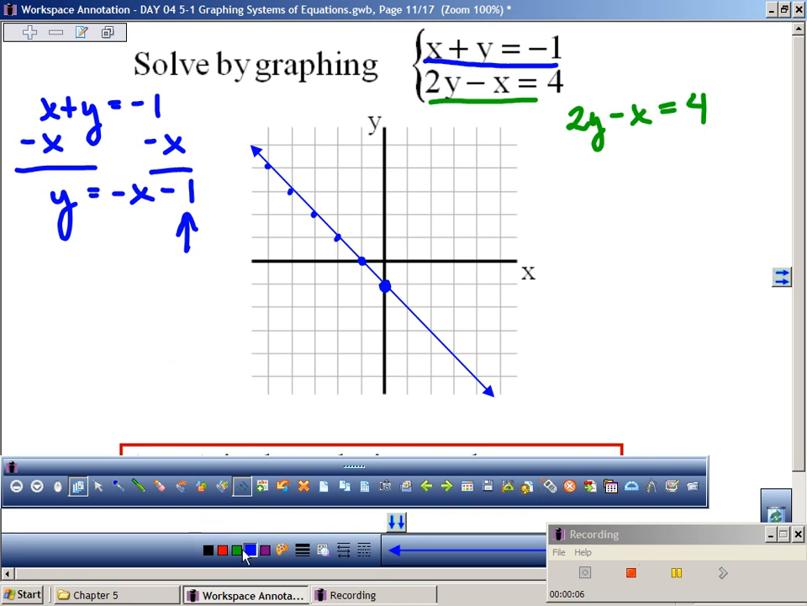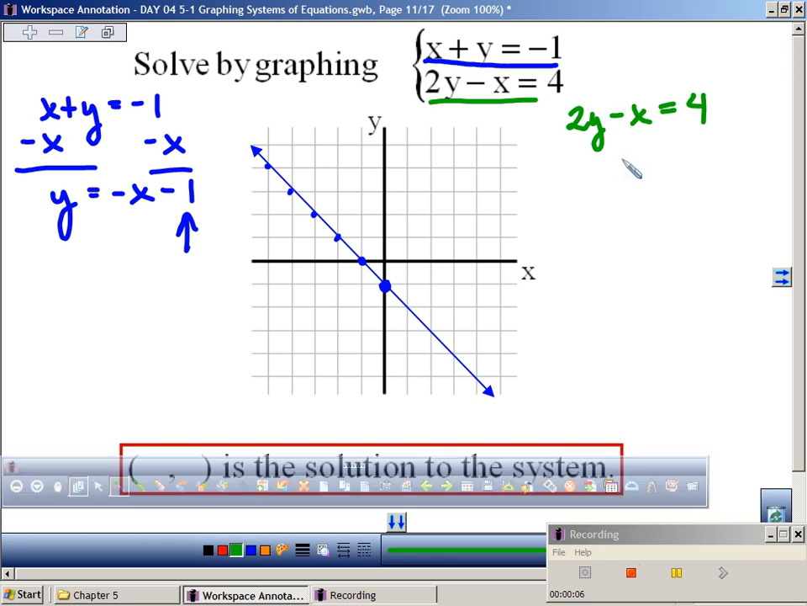All right, looks pretty good? All right, let's do the other one. I want to solve for y, so what am I going to do? Okay, so we're trying to get rid of the x. It's a negative, so we're going to do the inverse. So what am I going to do? Add x to both sides. So when I add x to both sides, I get 2y equals x plus 4.